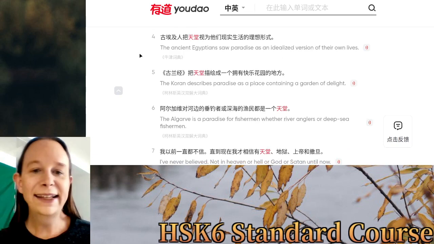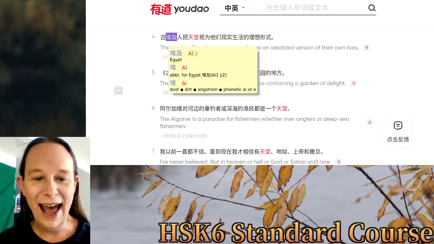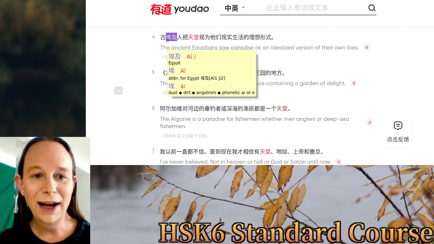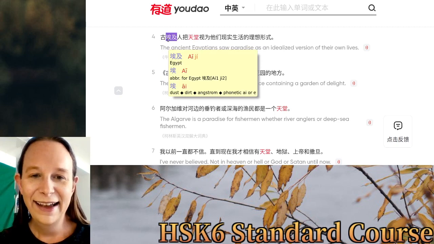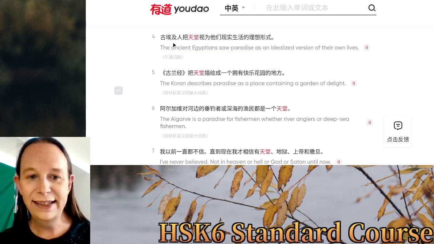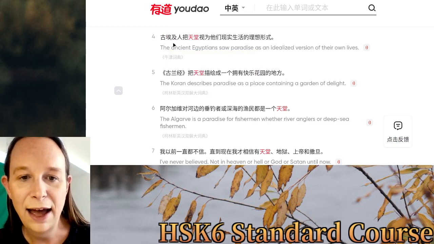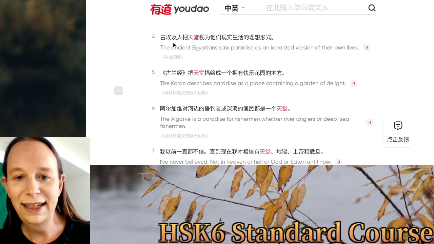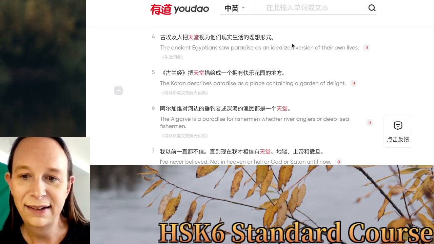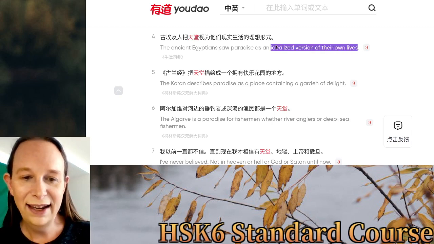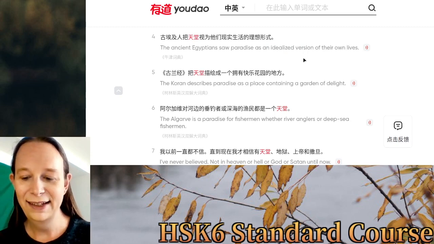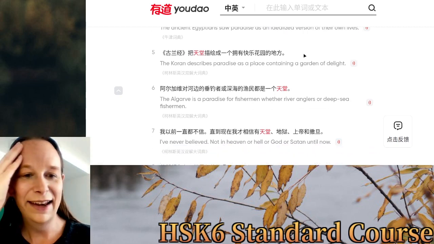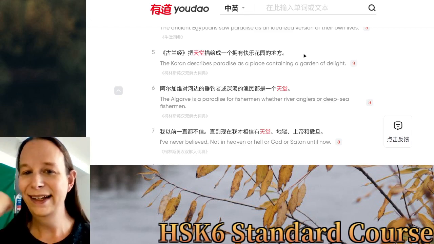古埃及. Note that this 埃 is not the 挨骂的 埃. It's 埃及, 古埃及. Yeah, this is a different 埃. What does it mean? I don't know. To me, it just means 埃及的 埃, abbreviation for Egypt here. 古埃及人把天堂视为他们现实生活的理想形式. An idealized version of their own lives. Yeah, I think everyone does that, right? It's not like totally different. It's just like current life, but without pain or something like this, right?